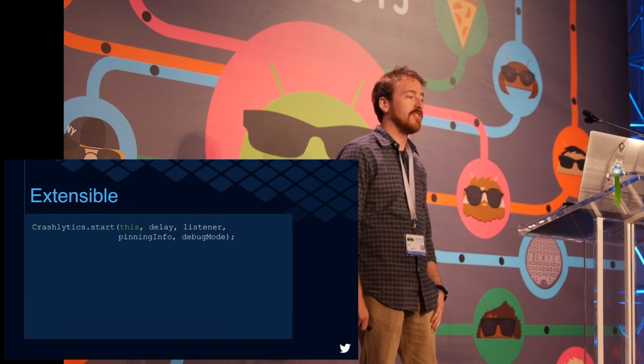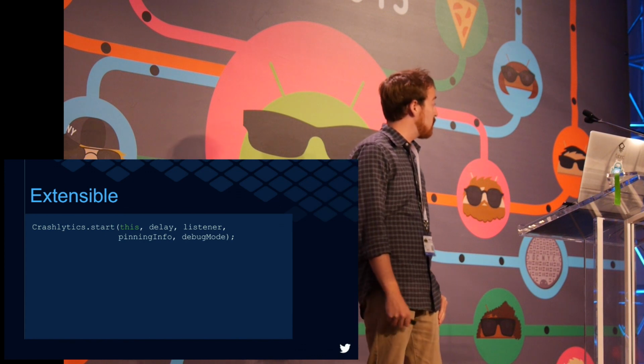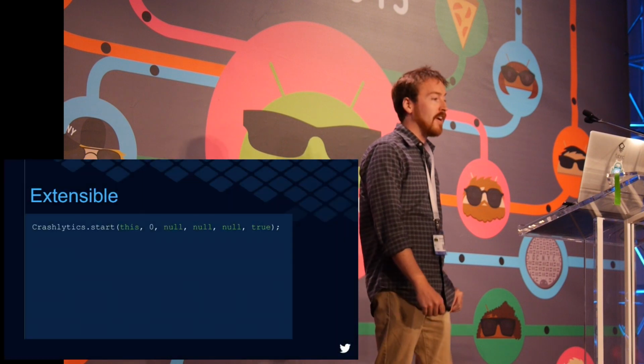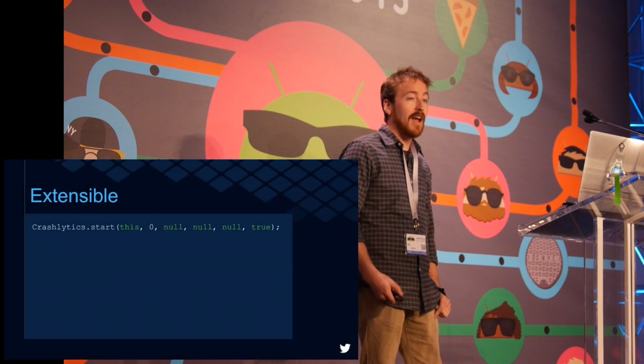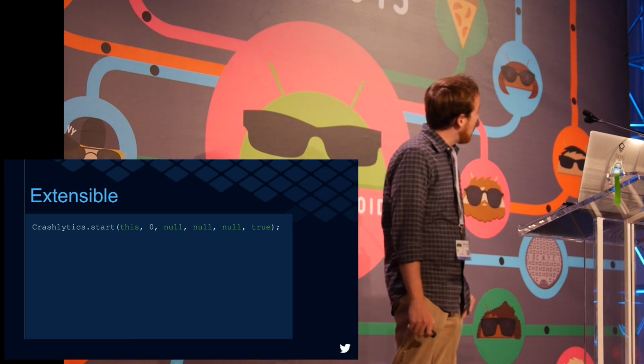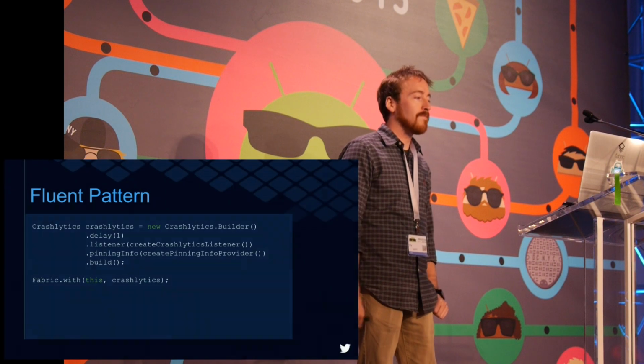If we need these parameters before start is called, why don't we just add them to the start call? And then we add more functionality to Crashlytics. We'll just keep tacking on parameters. Everyone loves passing around a series of nulls or meaningless ints. No, I think there's got to be a better way. So what did we do?